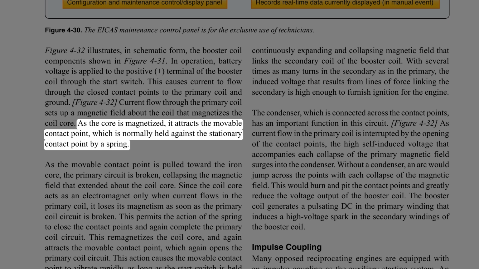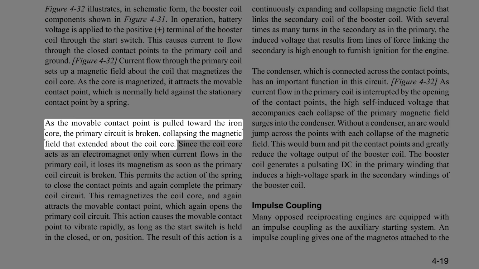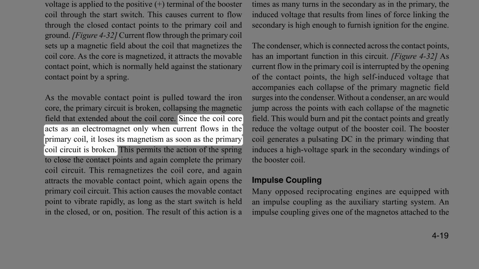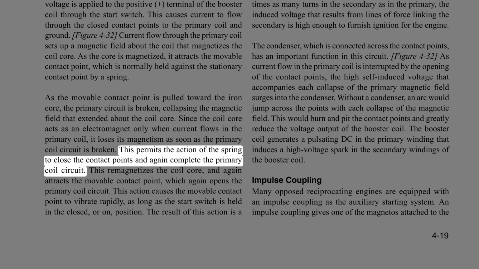As the core is magnetized, it attracts the movable contact point, which is normally held against the stationary contact point by a spring. As the movable contact point is pulled toward the iron core, the primary circuit is broken, collapsing the magnetic field that extended about the coil core. Since the coil core acts as an electromagnet only when current flows in the primary coil, it loses its magnetism as soon as the primary coil circuit is broken. This permits the action of the spring to close the contact points and again complete the primary coil circuit.